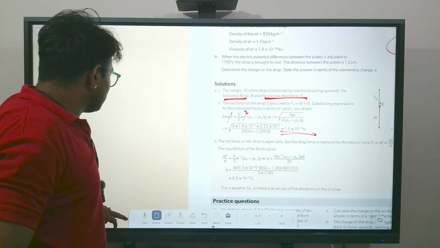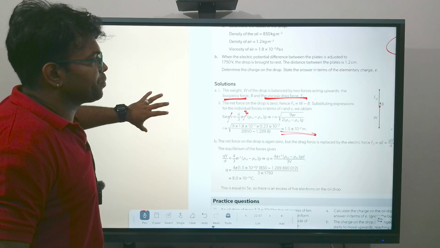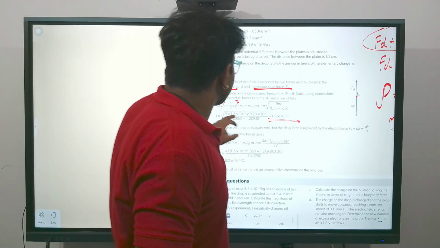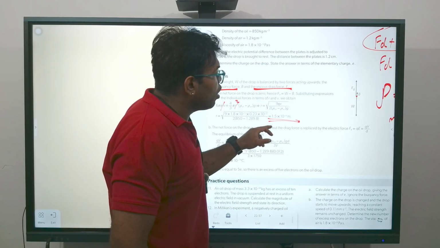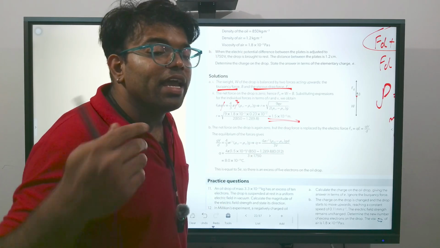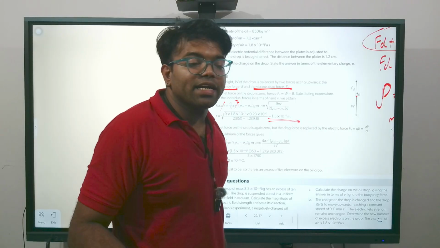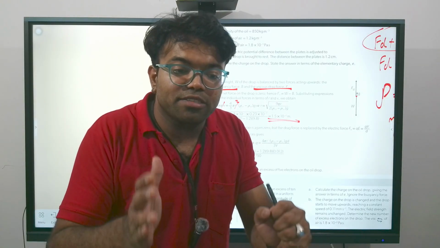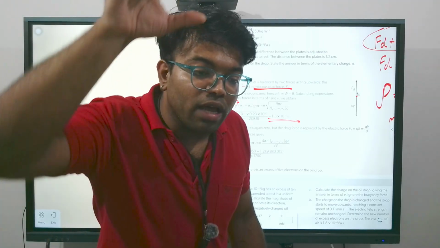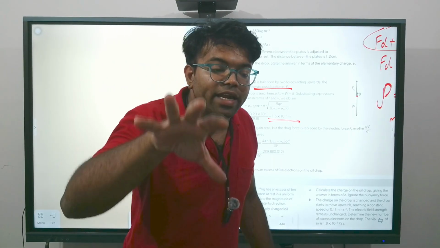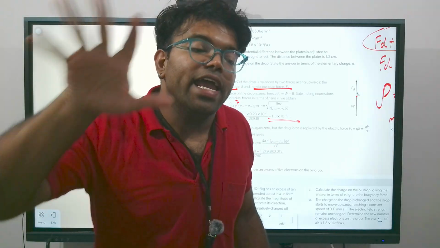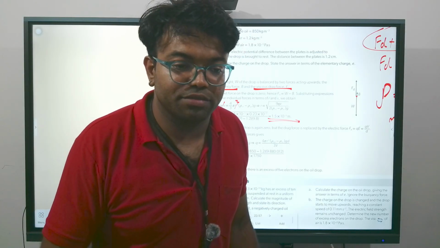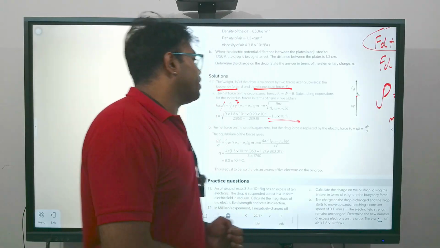What is happening here? The drop is brought to rest. When the drop is brought to rest, what happens? The net force on the drop is again zero, but the drag force is replaced by the force due to the electric field. Why? Because drag force only takes place if you have a movement in the fluid, but right now it is not moving with a constant velocity. It is at rest. When you are at rest, you don't experience any drag force.